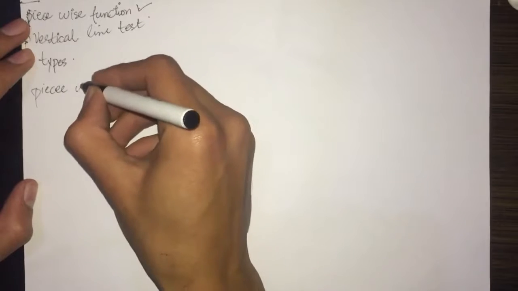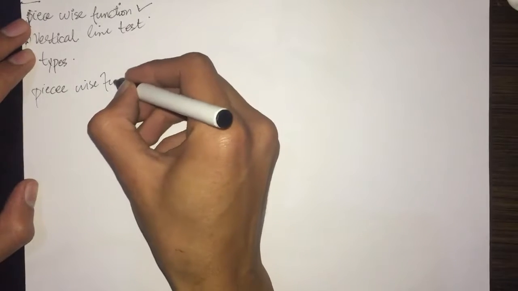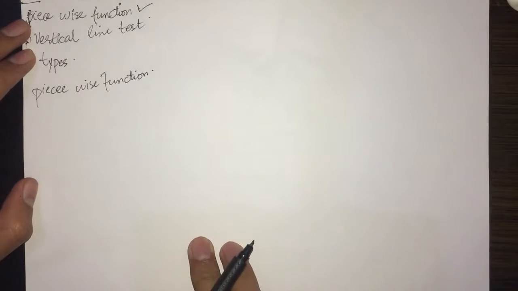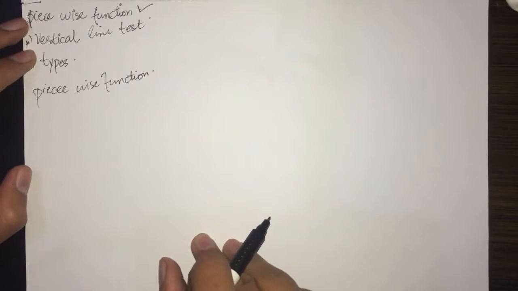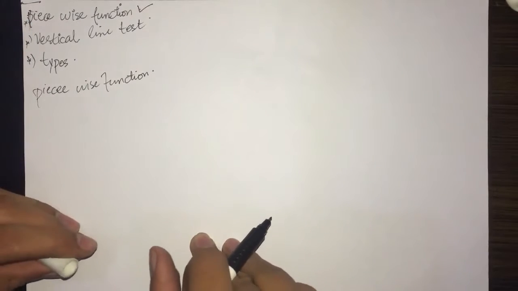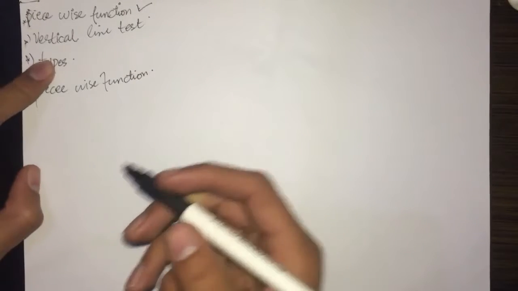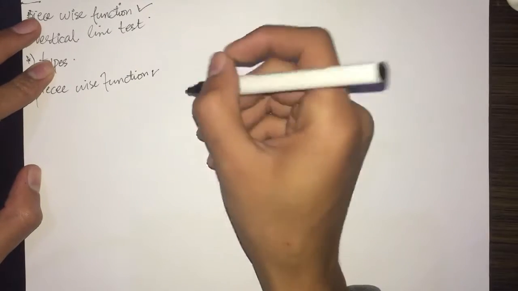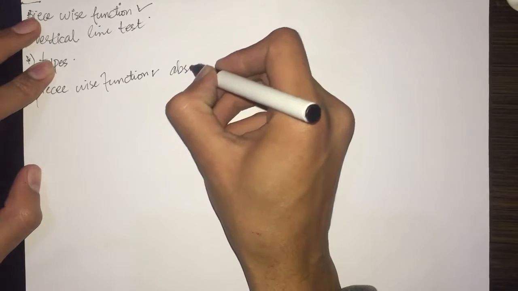Let's first discuss what is a piecewise function. So what is a piecewise function? For example, when we apply different formulas for the different domains of the function in a graph. So for example, the most common example of a piecewise function is an absolute function.